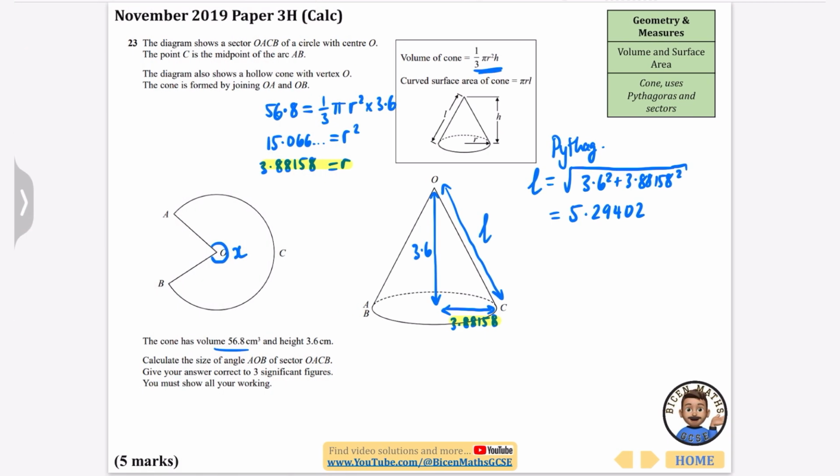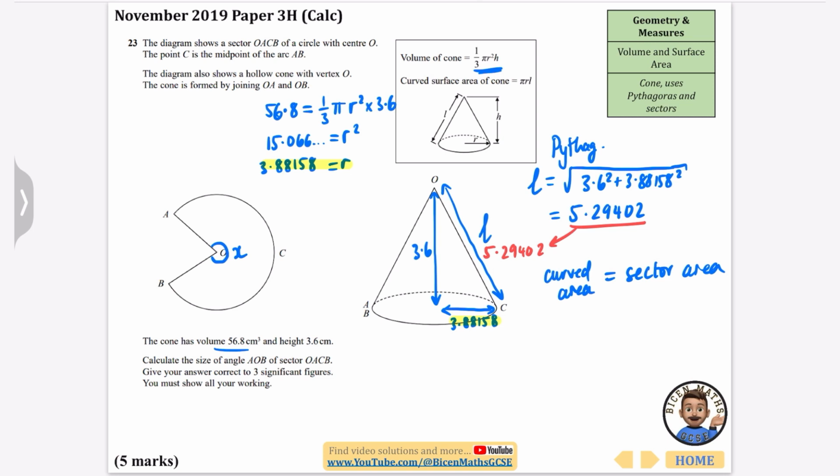So now I'm going to add that this number is this length that we have over here, which is 5.29402. So I'm going to say that that's what the length is. Now, if I find out what the curved area of the cone is, it's going to be the same as this. So I'm just going to write down that the curved area is equal to the sector area. And I'm going to do one big equation for this.